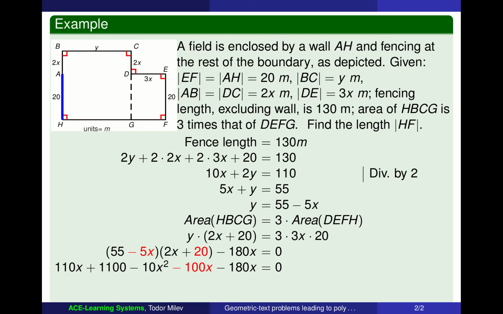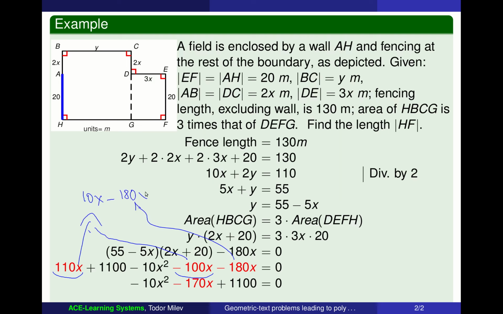Okay, we can combine some terms. Let's see. Here I'm having 110x minus 100x, that gives me 10x. And from 10x, when I subtract 180x, I get minus 170x. So that's how I got my minus 170x. I've also copied 1,100 and negative 10x squared.